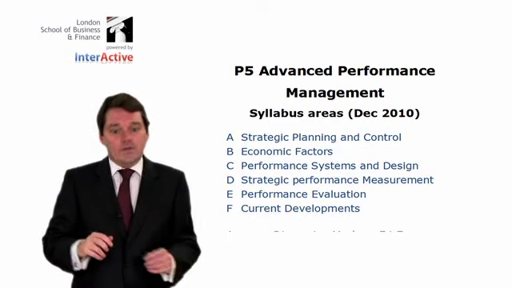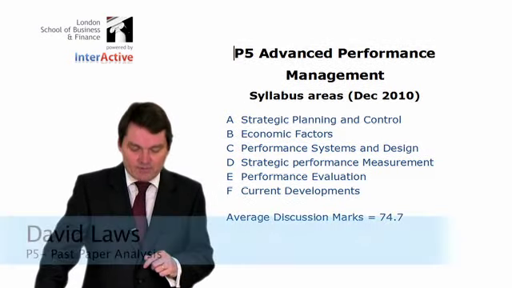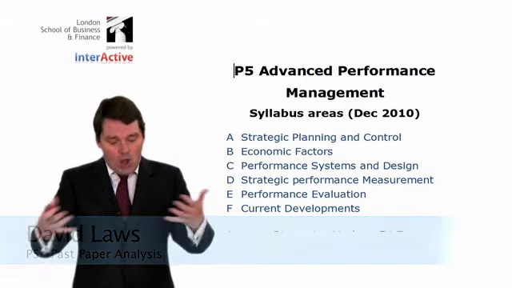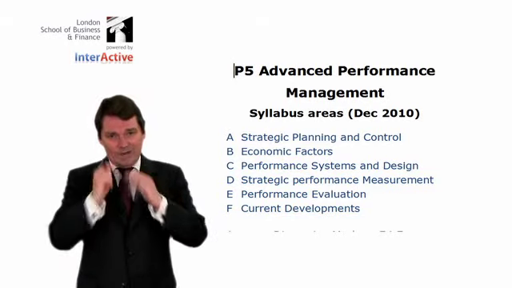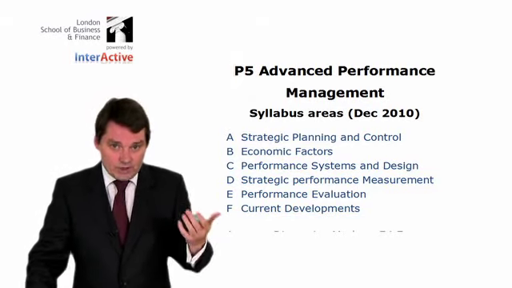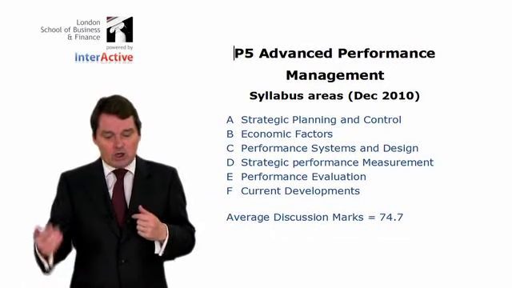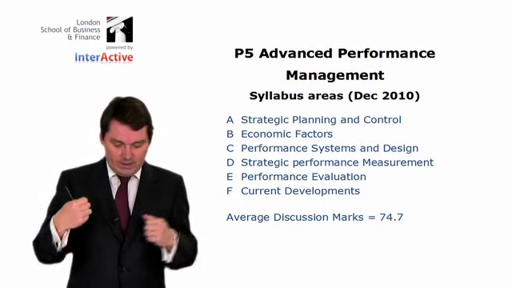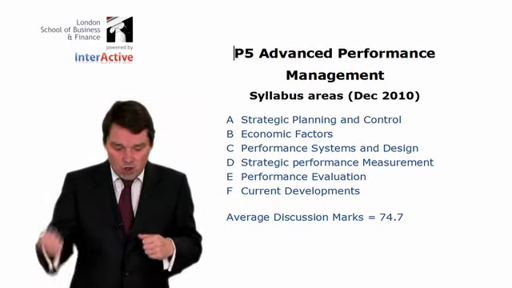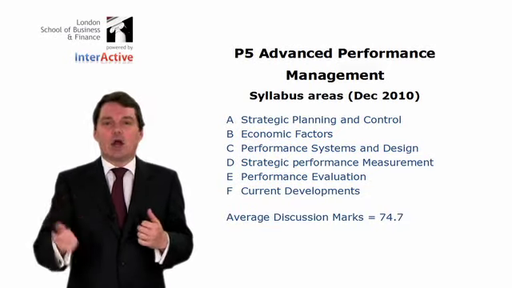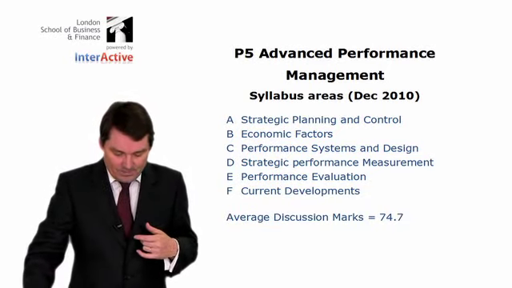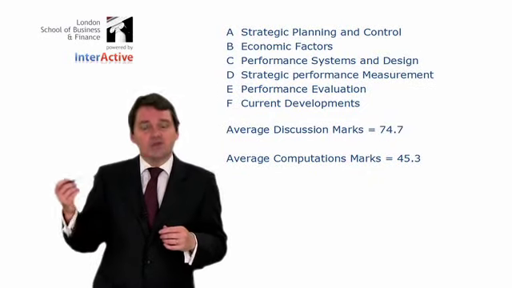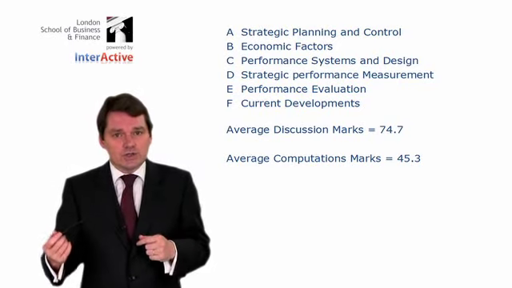For P5, the Advanced Performance Management paper, there are 6 different syllabus areas that we need to cover. I'll go through them in more detail when we discuss each one, but in general, the 6 areas are strategic planning and control, economic factors, performance systems and design, strategic performance measurement, performance evaluation, and current developments.